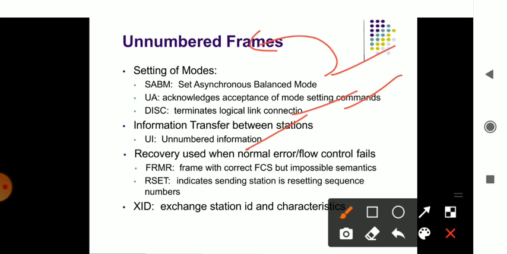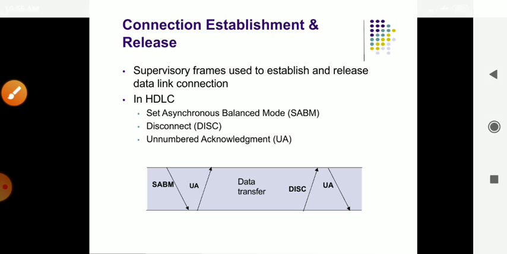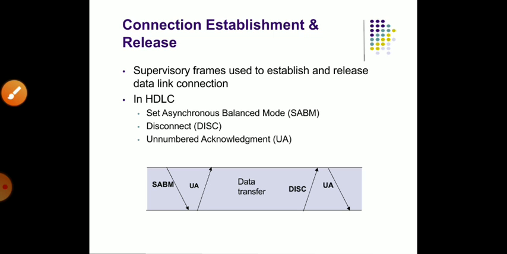The unnumbered frames will be present in between the data, and the recovery happens with the help of the framing concept. Correct framing will be there, and resetting of the frames will happen each and every time the frame is set to be ready. And when it is ready to exchange the data from one end to another end, XID is used. Okay, and this is the way connection establishment and release happens.